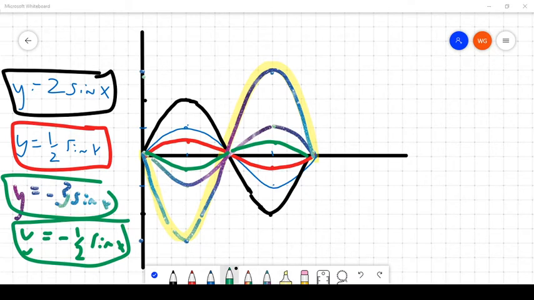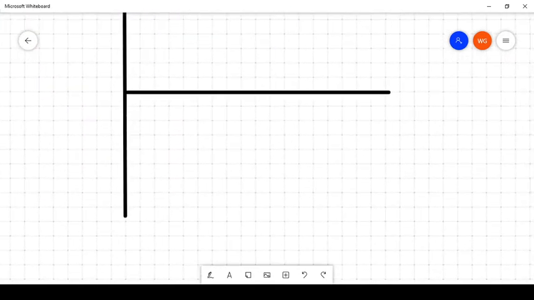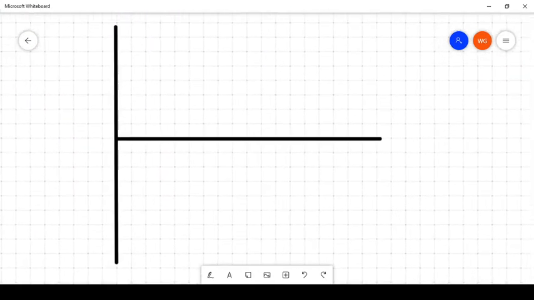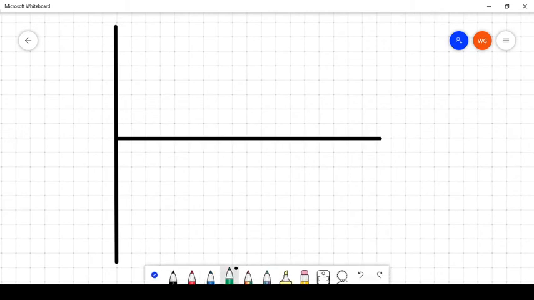Now let's go ahead and let's put a bunch of things together. So let's go down the sheet here and look at a new graph. Okay, so this graph, what I'm going to do is I'm just going to quickly put some tick marks in right here. 1, 2, 3 right there. 1, 2, 3 right here, and 1, 2, 3 right here.